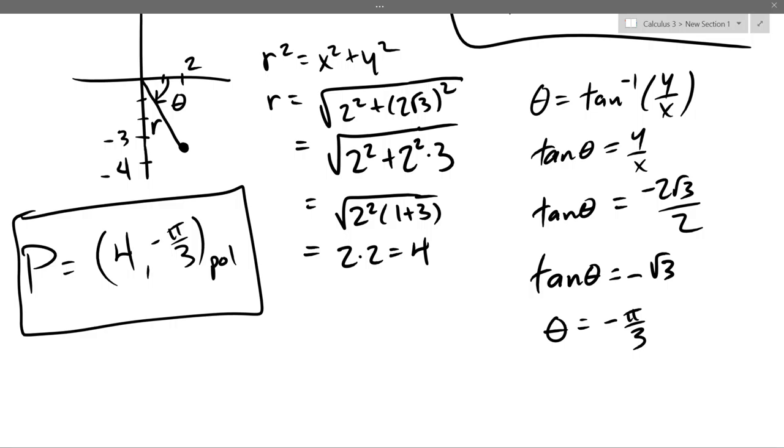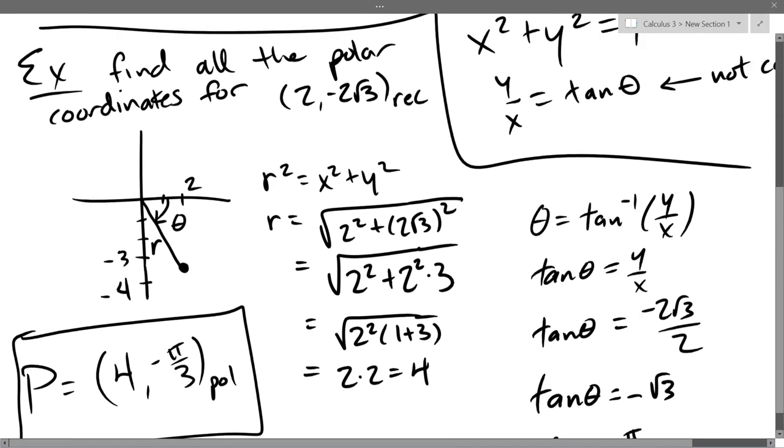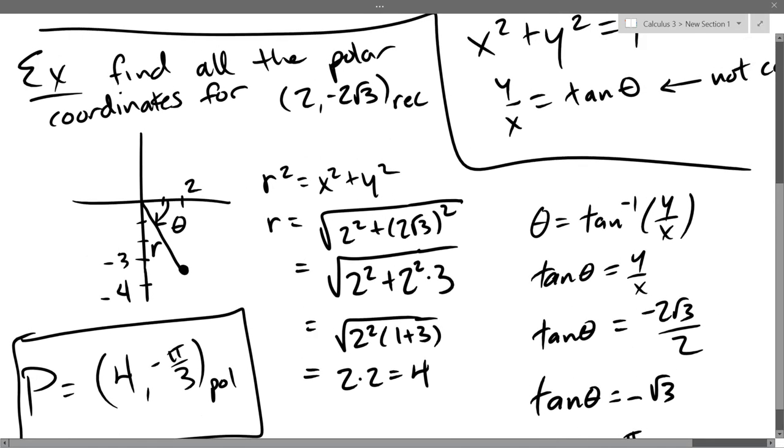OK, so we know our theta, and we know our radius. So there's our polar coordinate. I wrote a little POL, to stand for polar, right there. You don't have to, but it's just nice sometimes to know rectangular with the little rec and polar with the pol. So it's easy to know which is which. All right, now I did put the word all, find all the polar coordinates for that.